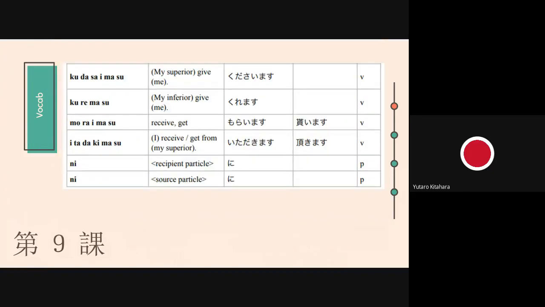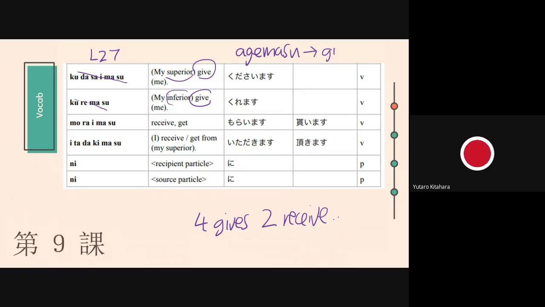Look at kudasaimasu and kuremasu. You don't need to care, it's lesson 27 knowledge, but I will roughly touch on it later. Both mean give. But agemasu also means give, right? Japanese has 4 gives and 2 receives. Why so troublesome? Hierarchy. Superior gives, inferior gives, so we use different kinds of give. But for now, you just need to know agemasu for giving things. Lesson 27 is JLPT and quite high level, intermediate. But it's useful, it's about inferior and superior, honorifics, that kind of thing. So don't worry about that.